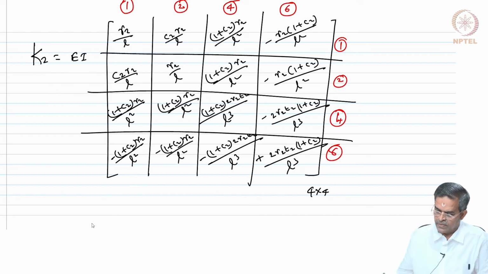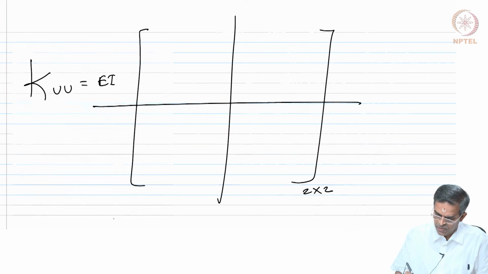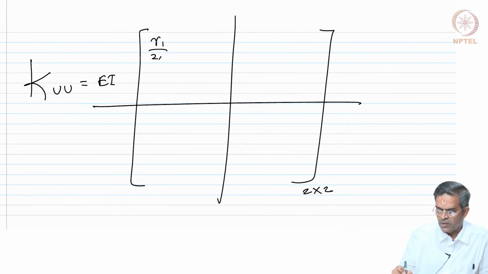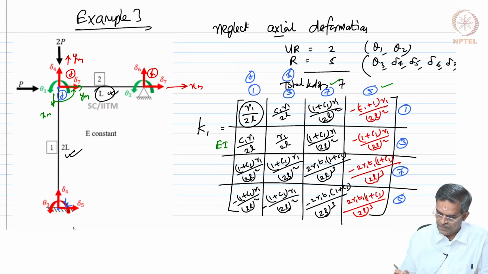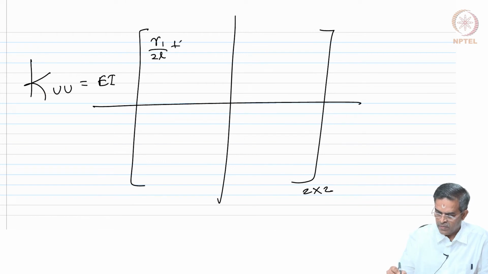Let us try to get this. So, we should look into this figure. 1 1 is what I have here. So, R1 by 2L. So, let me do it here. R1 by 2L. Then do we have 1 1 here? So, we have R2 by L as well. This is 1 1.